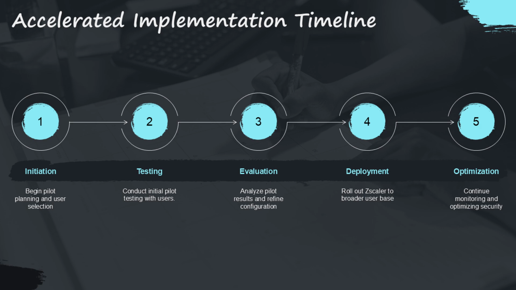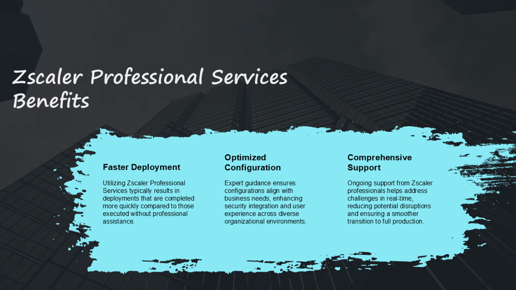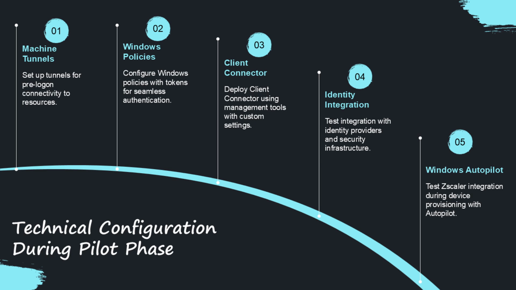With proper planning, organizations can significantly compress their deployment timeline. For example, Zscaler professional services customers deploy an average of 1 quarter faster than those implementing independently. A well-executed pilot can transition to production in under 45 days with proper executive sponsorship. Quick start for ZIA implementations typically completes within 6 weeks for organizations meeting specific criteria.